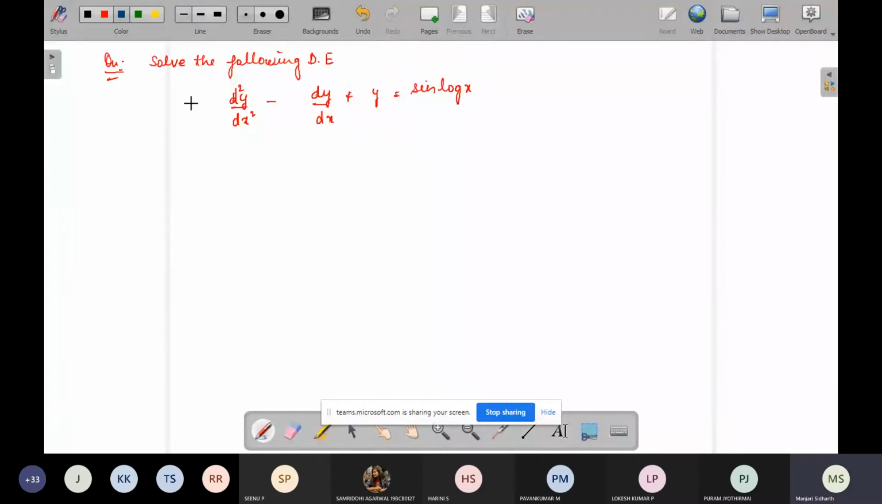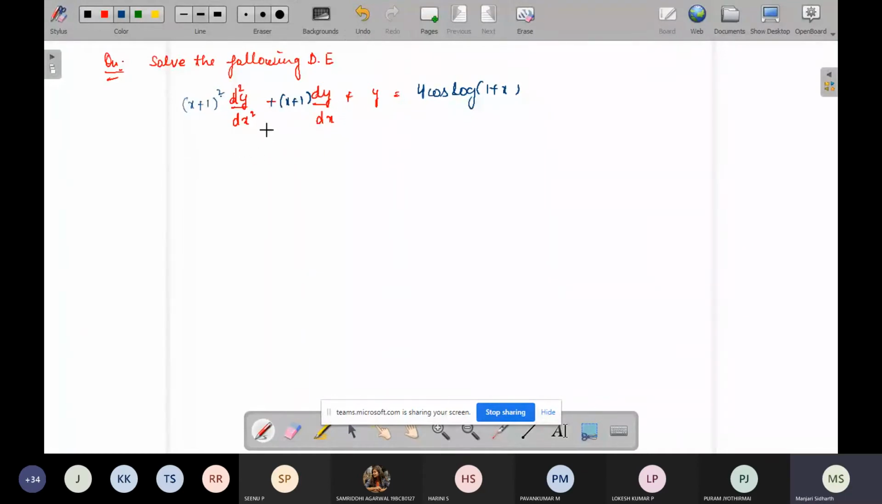So take x plus 1 whole square d2y by dx square, then x plus 1 dy by dx, then simply y, equal to 4 cos log 1 plus x. Now you can see that the power of this term is the same as the order of the derivative, and the power of this term is the same as the order of this derivative.